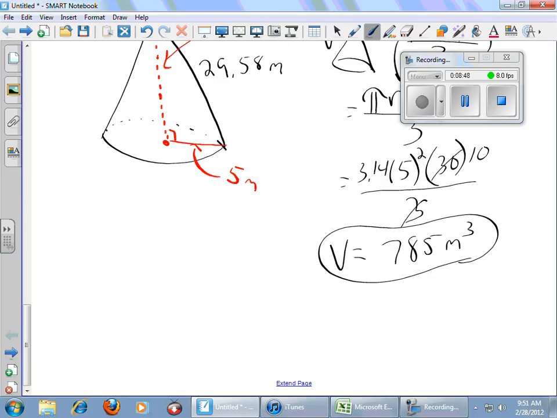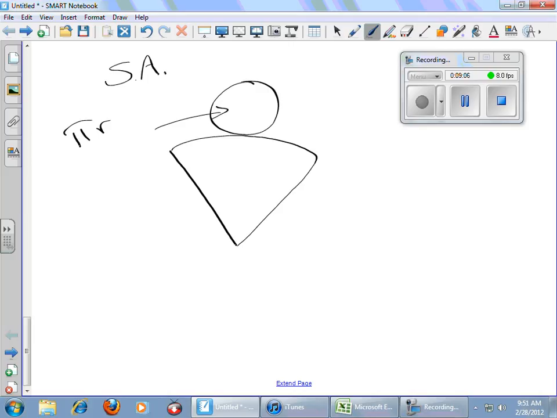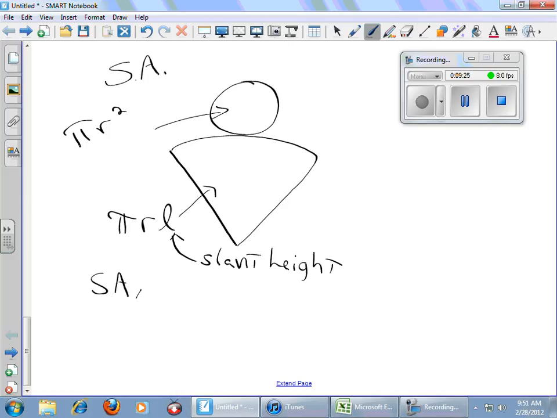Now the surface area is kind of strange, because remember, the flat network for the cone looks kind of like that. And the only way to really see that is to take a cone apart. It's kind of hard to visualize it. All right, so to do the surface area, I'm going to need the area of the circle here, which is pi r squared. But the area of this guy is pi r L. And remember, L is the slant height. Okay, so the shortcut formula that I was singing the other day is that the surface area of a cone is pi r squared plus pi r L.